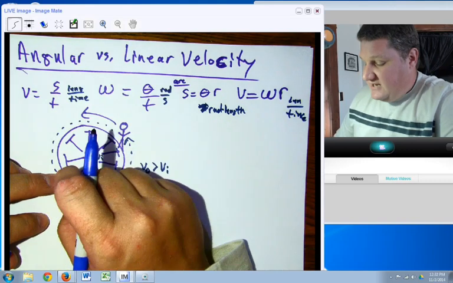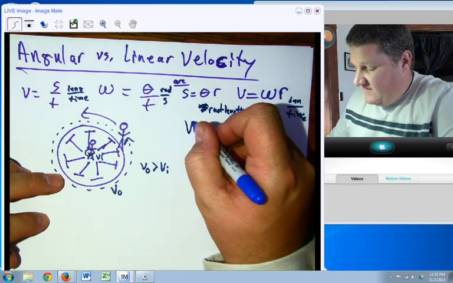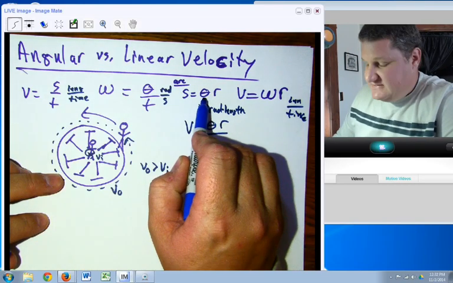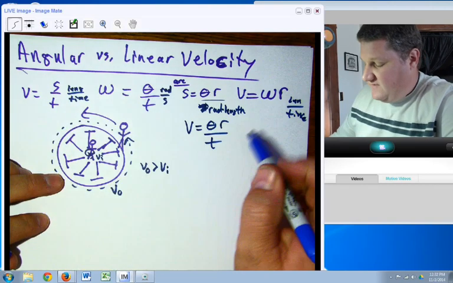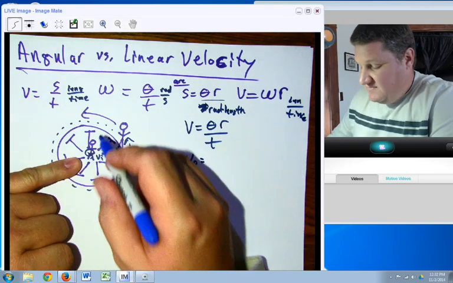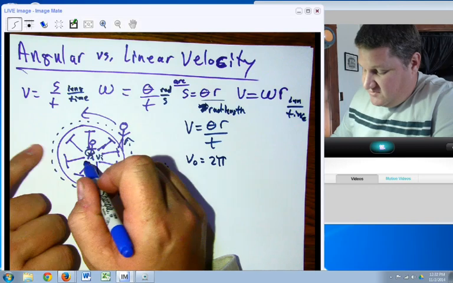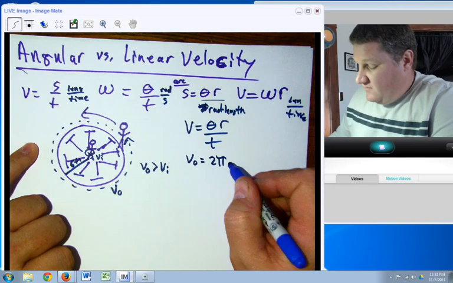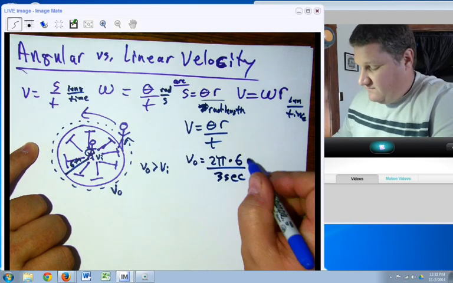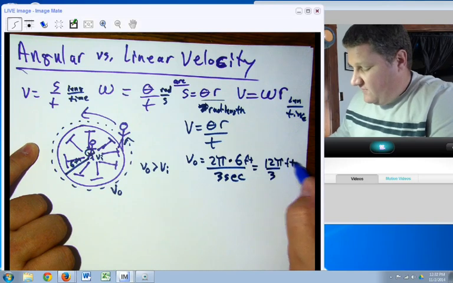Now, let's actually put a couple things together here and give another formula. If we have V equals theta r over t, all I've done is I've taken the equation for S and put it into the equation for V. Now this makes a whole lot more sense, because if we do the outer person, that means his velocity is going to be in one rotation. It means it's going to be 2 pi, because that's how far he's going to go. Let's assume the radius here is 6 feet, times a radius of 6, and let's say it takes all of 3 seconds to get around. So in this case, we're going to end up with 12 pi over 3 feet per second.